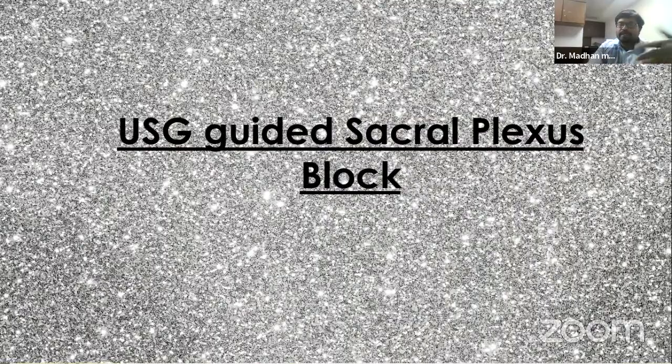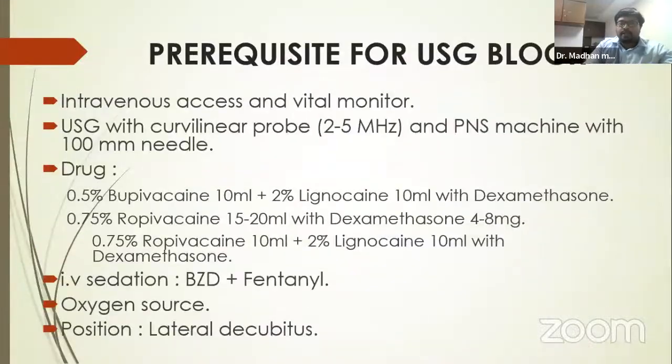So coming to the USG guided sacral plexus block. Again, the prerequisites for ultrasound guided parasacral blocks are more or less the same as for the nerve stimulator guided block. For the probe, you need a curvilinear probe. And even with ultrasound, there may be some difficulty in identifying the structures because it is quite deep.